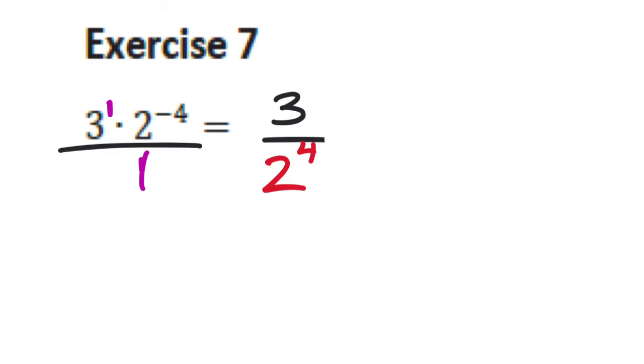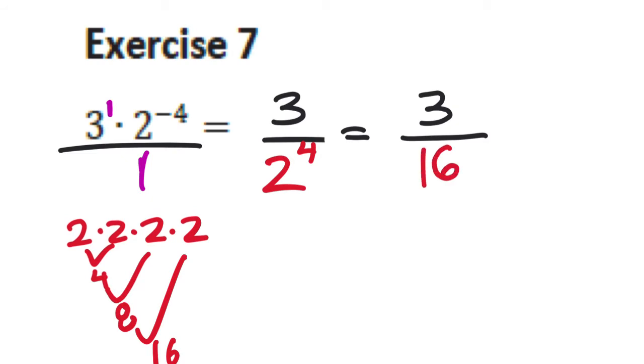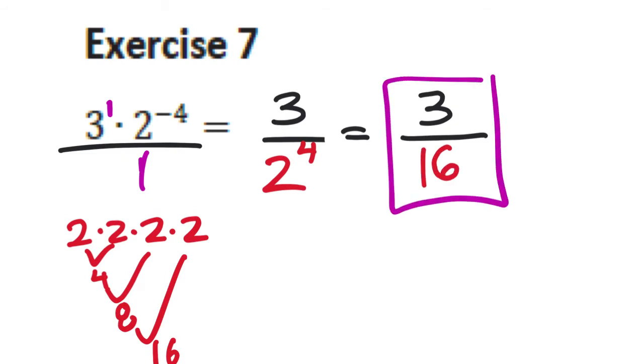And yeah, we can evaluate that. That one's not too bad. 2 to the power of 4. So that's 2 times 2 times 2 times 2. 2 times 2 is 4, times 2 is 8, times 2 is 16. So I get 3 over 16, and that'd be as far as I need to go on this one.